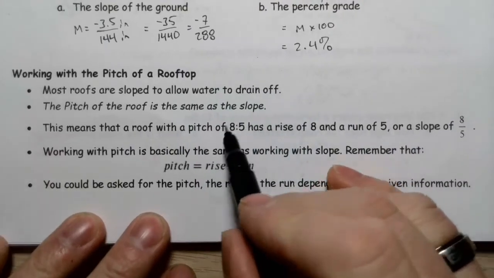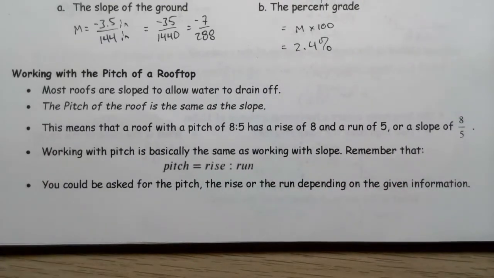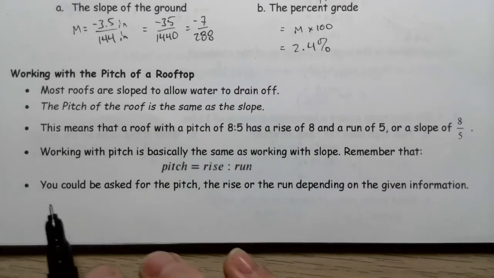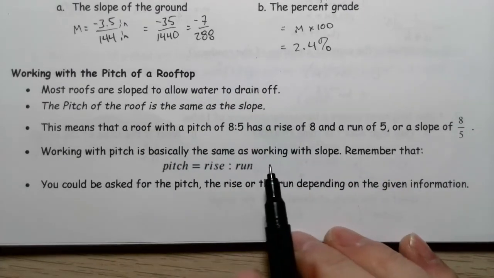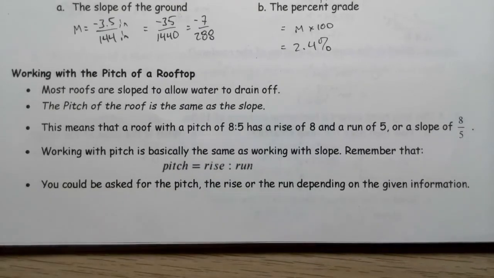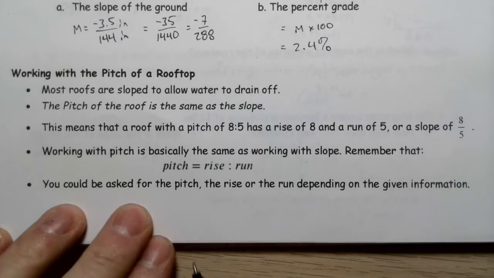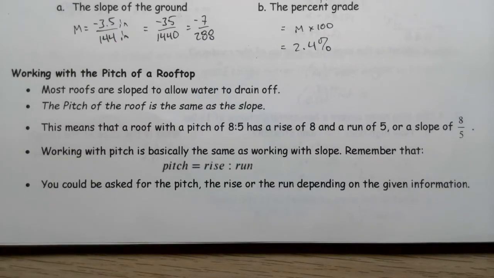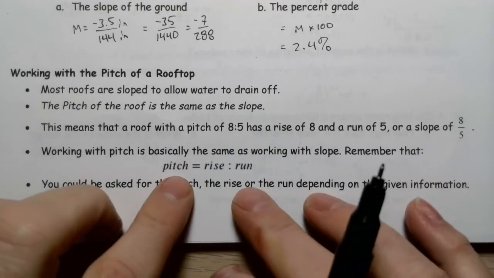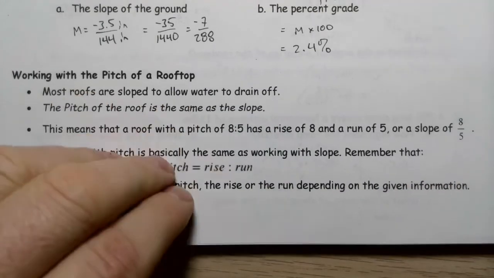Now, oftentimes you would hear them talking about the pitch of a roof in terms of that ratio there. So working with pitch is basically the same as working with slope. Just remember that pitch is equal to rise to run. So if you were asked for the pitch, you could be asked for the pitch, the rise, or the run. So we basically could ask you for any part of that. We'd give you 2 of those pieces and ask you for the third.